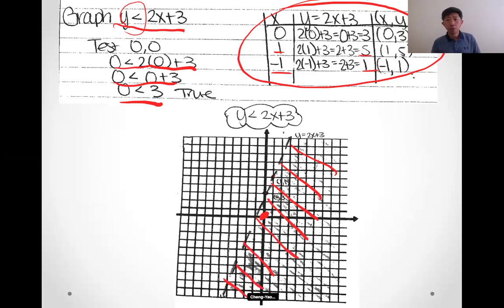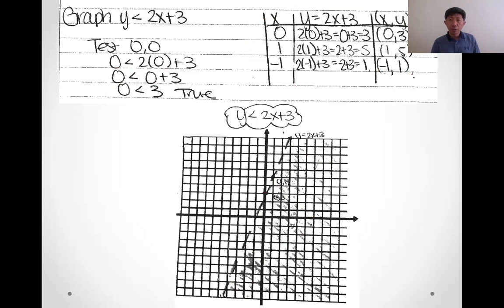If it's false, we don't color. But if it's true, we color, right? So now we'll color this region. Now final check is what? Is there an equal sign or not? Okay, oh, there's no equal sign. So that's why we have a dashed line. Okay, does that make sense to you?